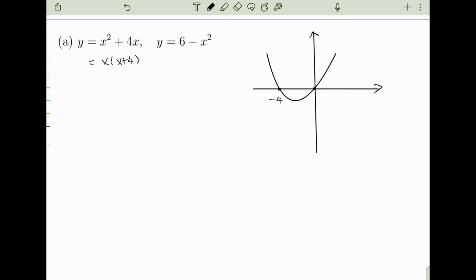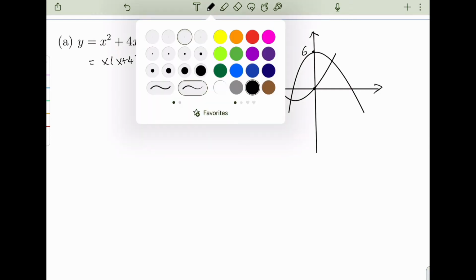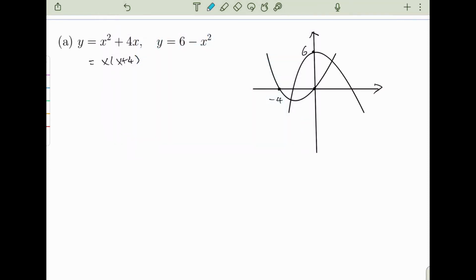Yeah, probably. And the second one, that is 6 minus x squared. So it passes through this point 6, so maybe here, right? Opening downward, something like that. Okay. So we see that the region bounded is this part.